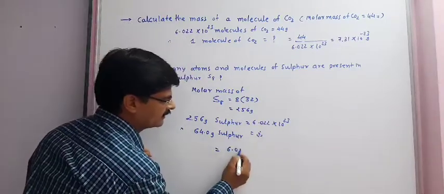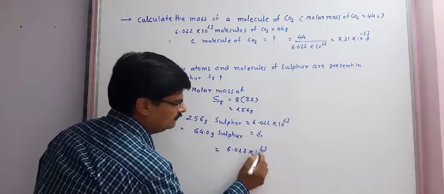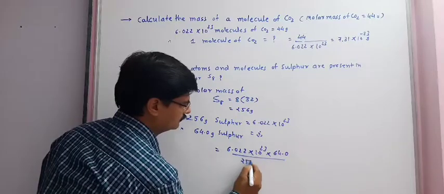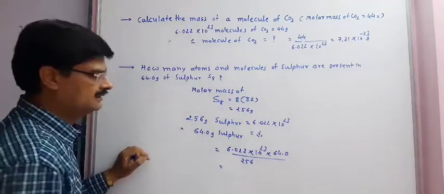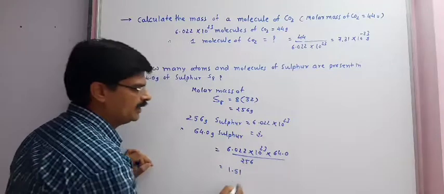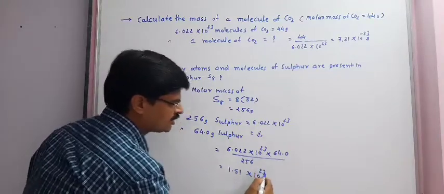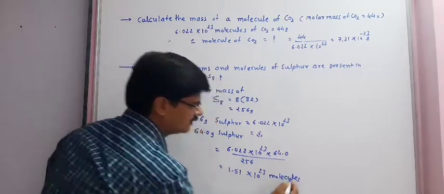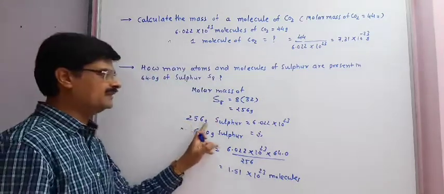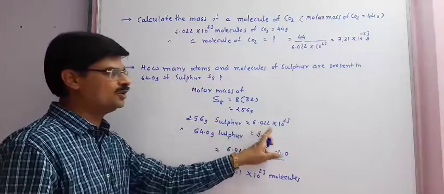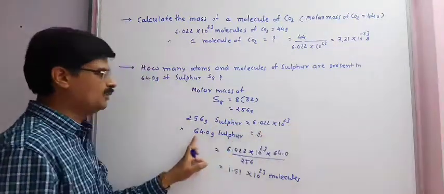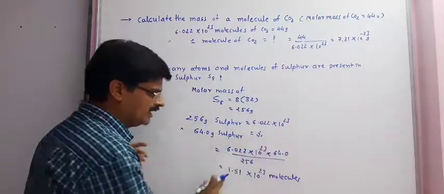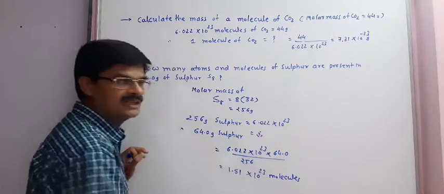On solving this, we get nearly 1.51 into 10 raised to 23 molecules. Once more, 256 gram sulfur is equal to 6.022 into 10 raised to 23. Therefore, 64.0 gram of sulfur is equal to dash molecules. So we get nearly 1.51 into 10 raised to 23 molecules.